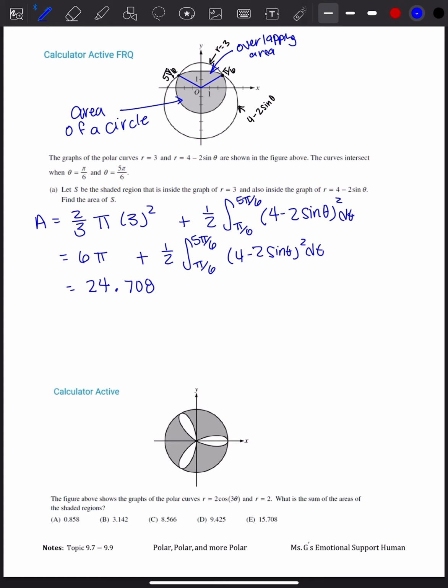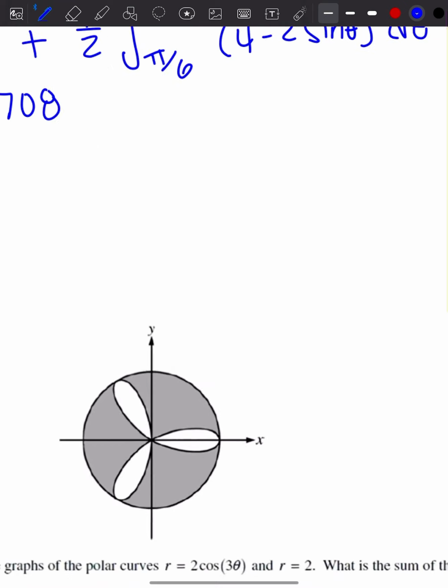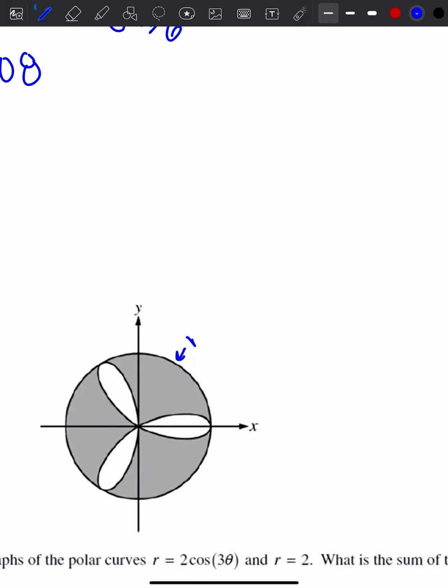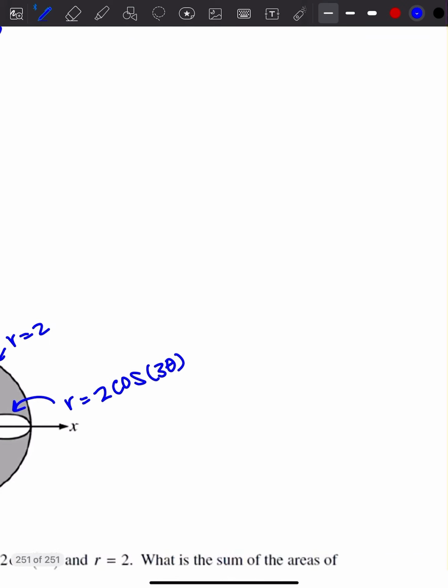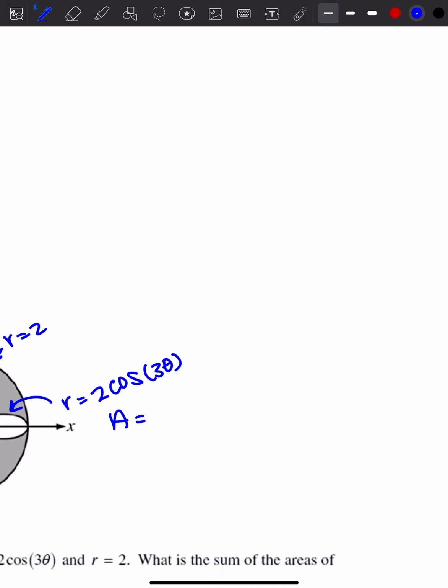So we have the outer area of that circle itself is taking up everything. So this is that r equals 2. This polar rose is that r equals 2 cosine of 3 theta. So we want to take the area of our circle and subtract the area of that polar rose. Well, the area of a circle we know is pi r squared, so we have pi times our radius, which in our case is 2 squared. So we have 4 pi.